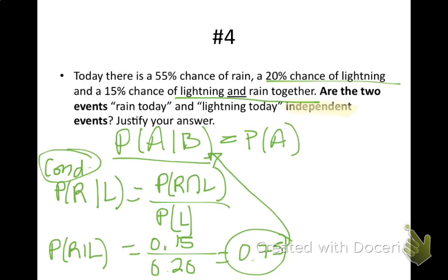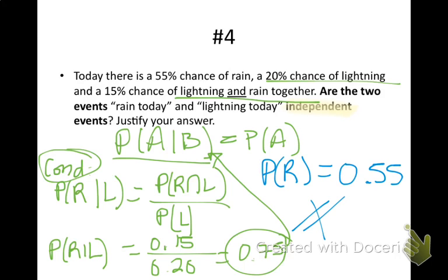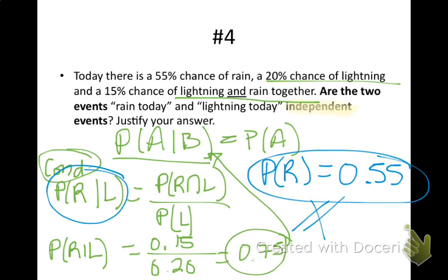Now we need to compare that to the probability of just rain. So here we have probability of rain and lightning. Now we need just rain. Oops, P. The probability of just rain is 0.55. So, since these two do not equal each other, the conditional probability of R given L does not equal the probability of R. No, they are not independent.